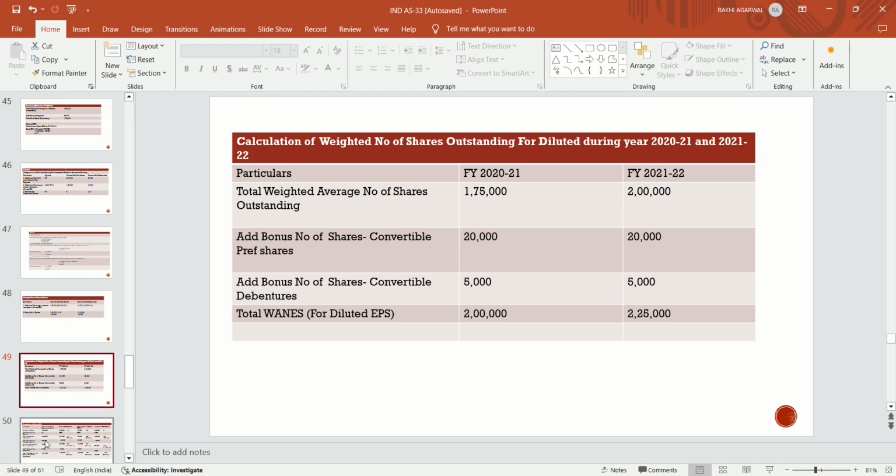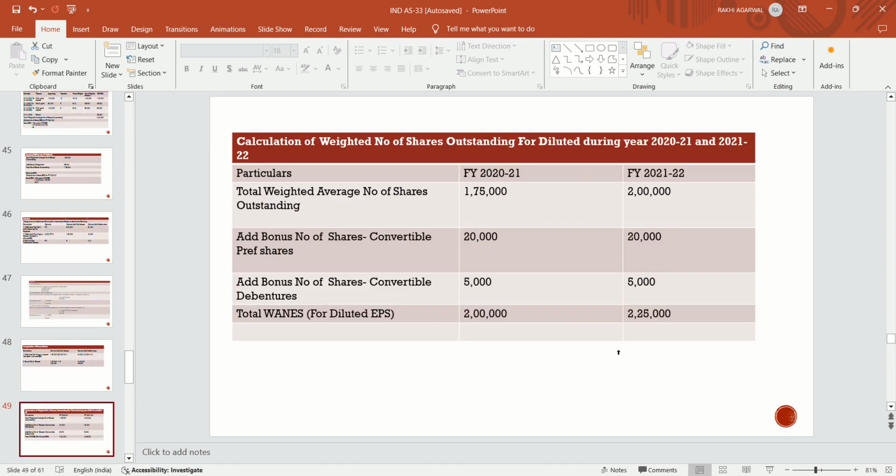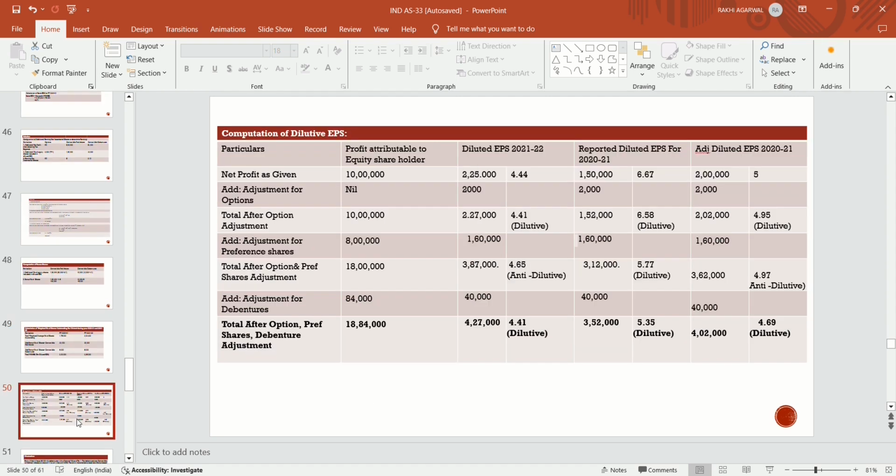Now we have to calculate the diluted EPS for the financial years 2021 and 2022, and the adjusted EPS, the restated diluted EPS. Firstly, we will calculate the normal diluted EPS for the financial year 21-22. Profit attributable to equity holders is 10 lakh, and the number of shares for 21-22 becomes 2,25,000, as we have calculated. For dilution effect, 10 lakhs divided by 2,25,000 becomes 4.44. Reportable diluted EPS for 2021: 10 lakhs is the profit in both the years, and the reportable number of shares is 1,50,000. So 10 lakh divided by 1,50,000 becomes 6.67.